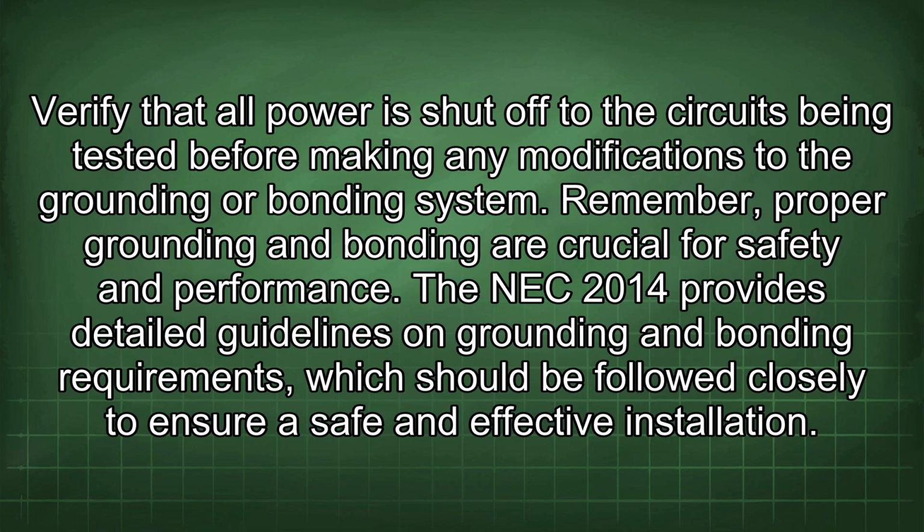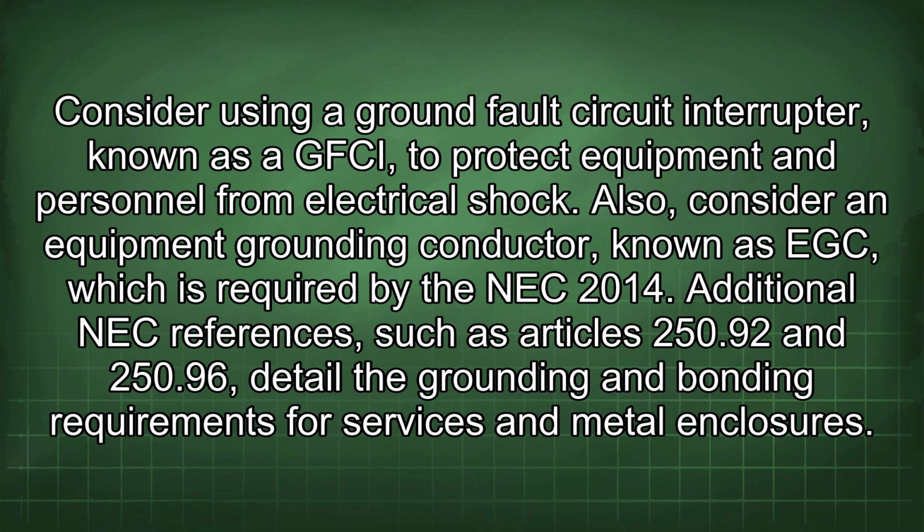The NEC 2014 provides detailed guidelines on grounding and bonding requirements, which should be followed closely to ensure a safe and effective installation. Consider using a ground fault circuit interrupter, known as a GFCI, to protect equipment and personnel from electrical shock. Also, consider an equipment grounding conductor, known as EGC, which is required by the NEC 2014. Additional NEC references, such as Articles 250.92 and 250.96, detail the grounding and bonding requirements for services and metal enclosures.